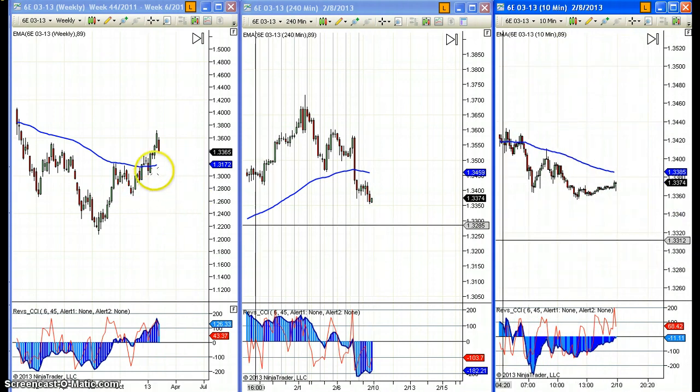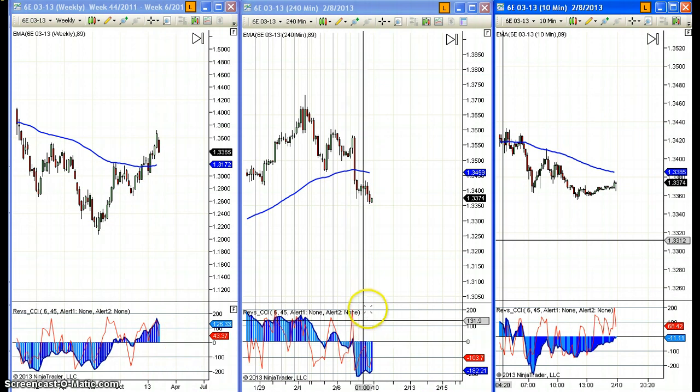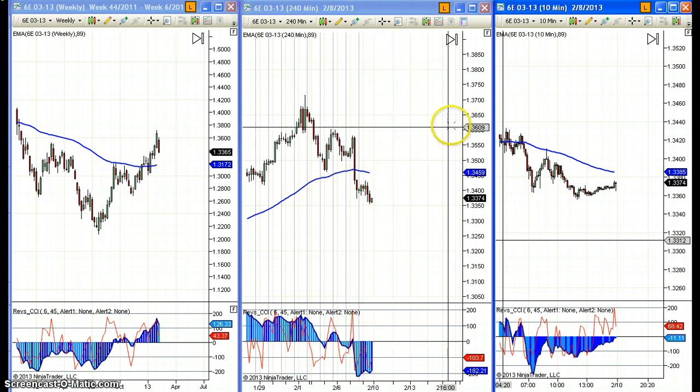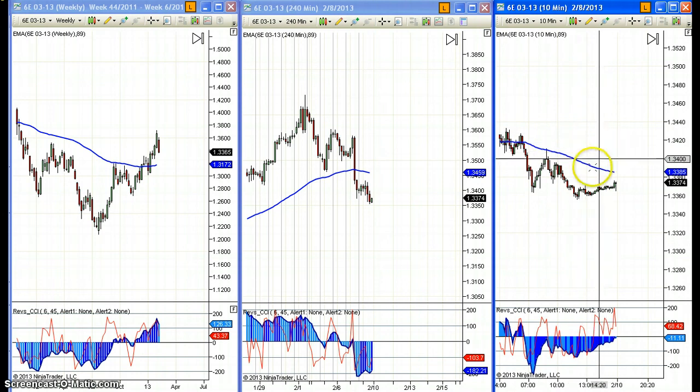So on this one, I'm going to favor the upside right now in the euro, until we break back below this, or we lose momentum and momentum rolls over on the weekly. And until this market recovers the 89 here and starts to trend up, I won't get in. I'll wait for that to happen on the 10 minutes.